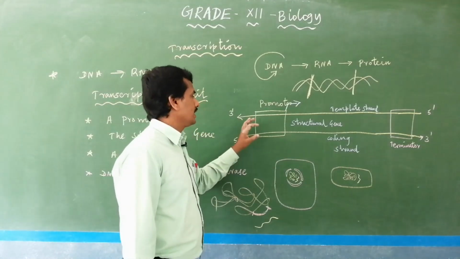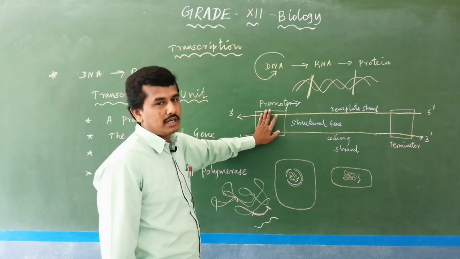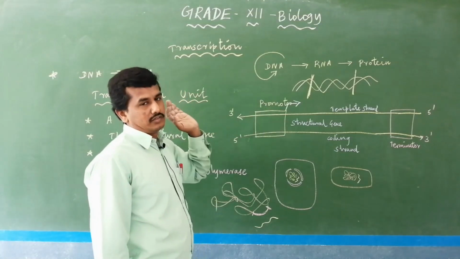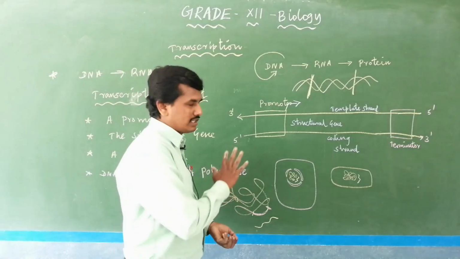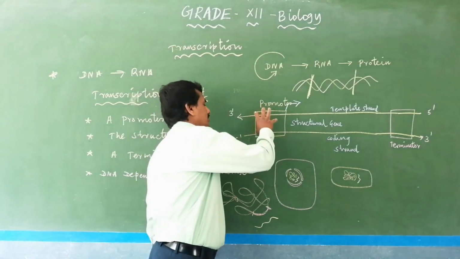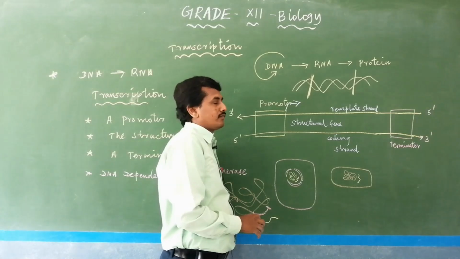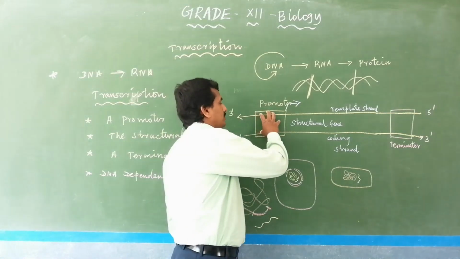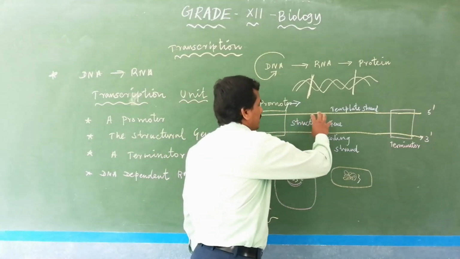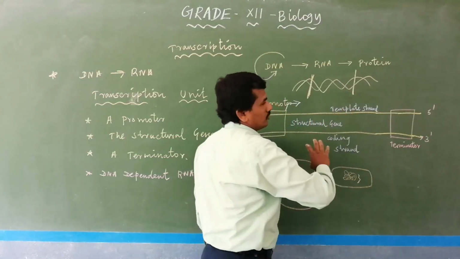This box is the enzyme, DNA dependent RNA polymerase, generally known as RNA polymerase. The RNA polymerase enzyme gets fixed into a part of the DNA, and that region is the promoter. Then RNA polymerase slowly moves along the DNA, slowly along the DNA.